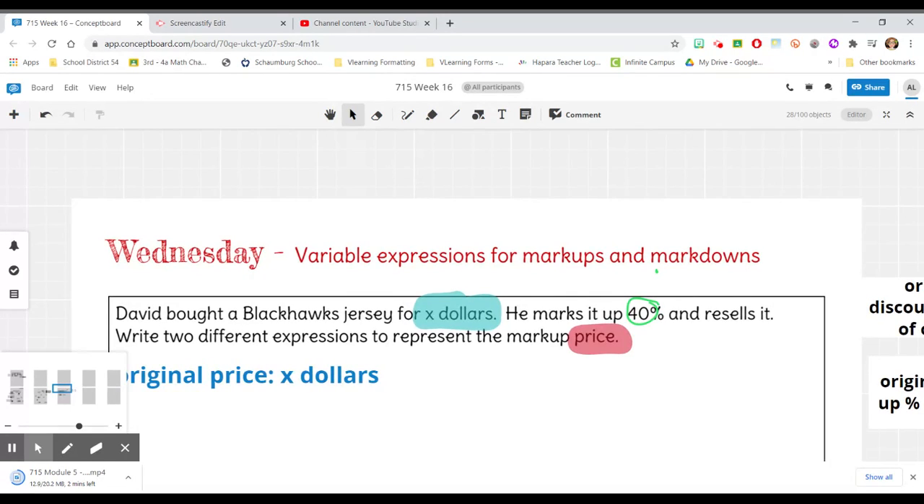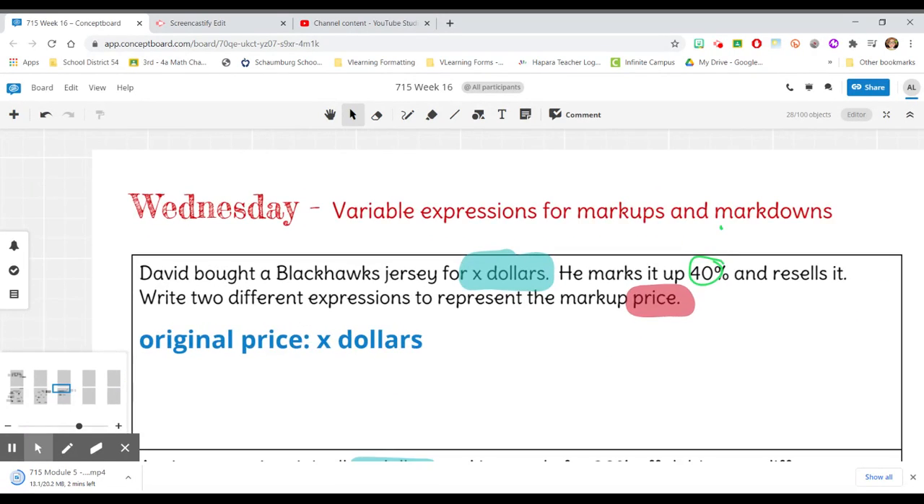We're switching gears into algebra pretty soon, so we need to know what to do when we have a variable expression, meaning we don't know what the price is. David bought a Blackhawks jersey for X dollars. We're going to consider this Blackhawks jersey the original price. So we don't really know what it is, so we're just going to label it with a variable P. He marks up that original price by 40% and resells it. Write two different expressions to represent the markup price.